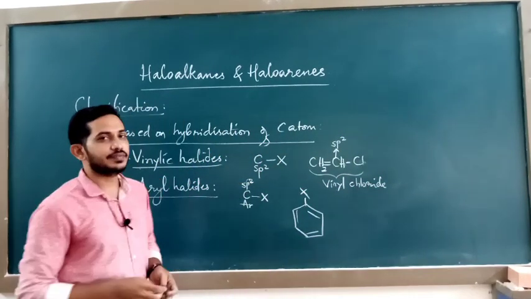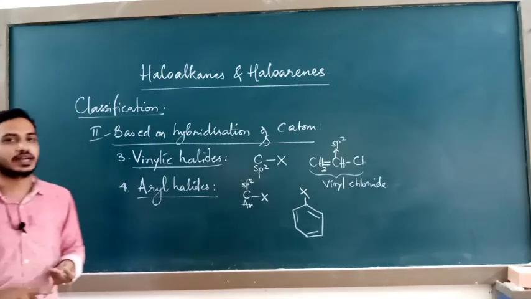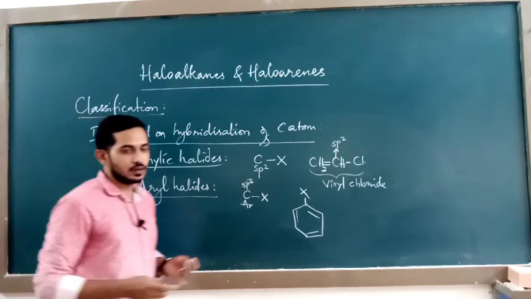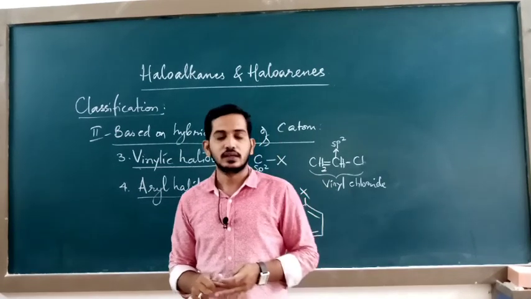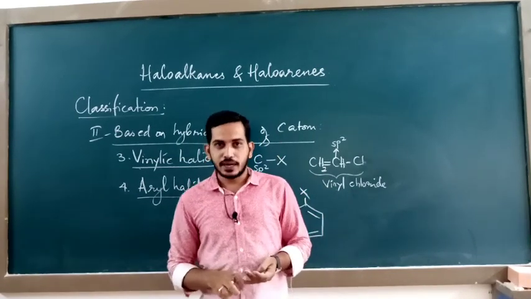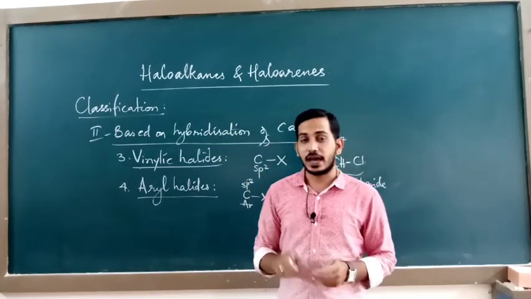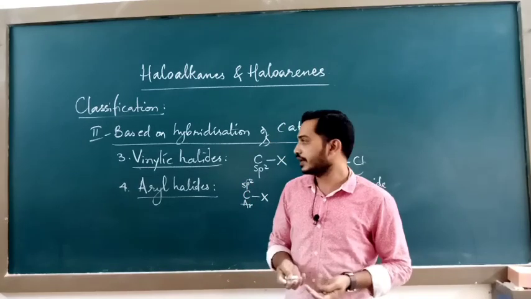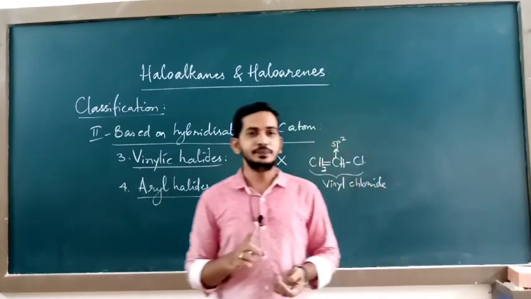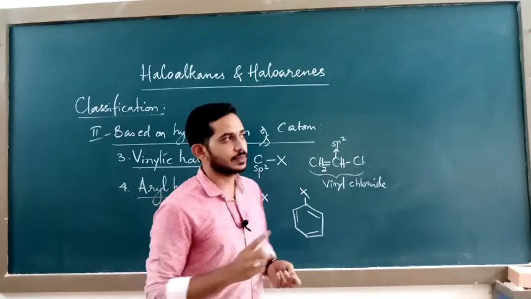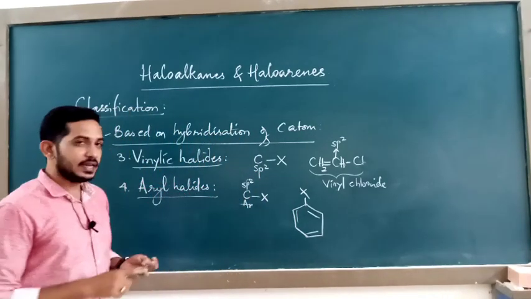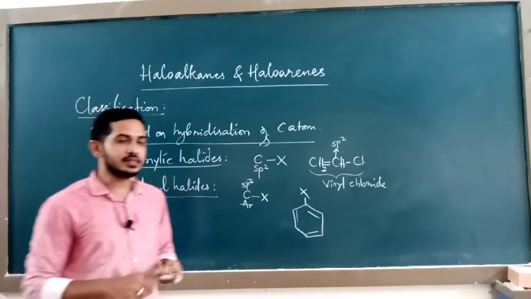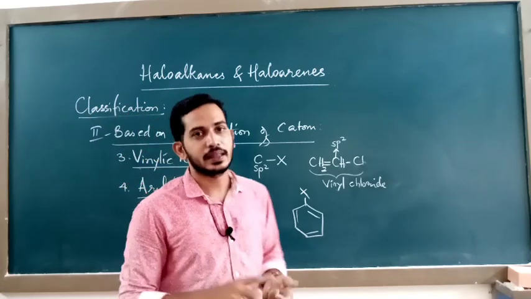Haloalkanes are classified based on the number of halogen atoms into three types: monohaloalkanes, dihaloalkanes and polyhaloalkanes. Then, based on the hybridization of the carbon atom to which halogen is attached, they are again classified into four types. First was allylic halides, the second was benzylic halides, third vinylic halides, and fourth aryl halides.